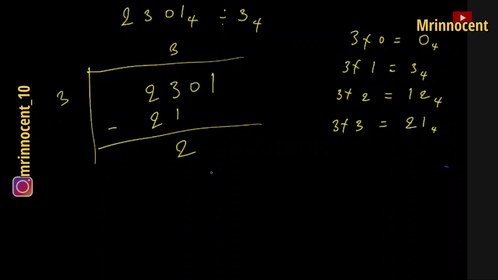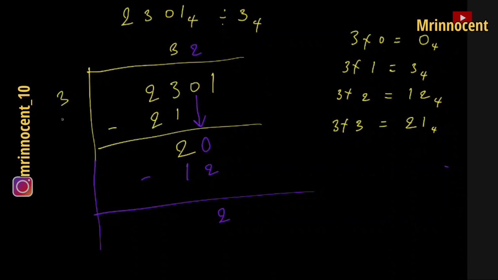So 3 divided by 2 cannot, bring down 0. So 3 divided by 20 is 2. 2 times 3 is 12. You subtract. You have 0 minus 2 cannot, borrow 1 here, call it 4. 4 minus 2 is 2. And 1 minus 1 is 0.